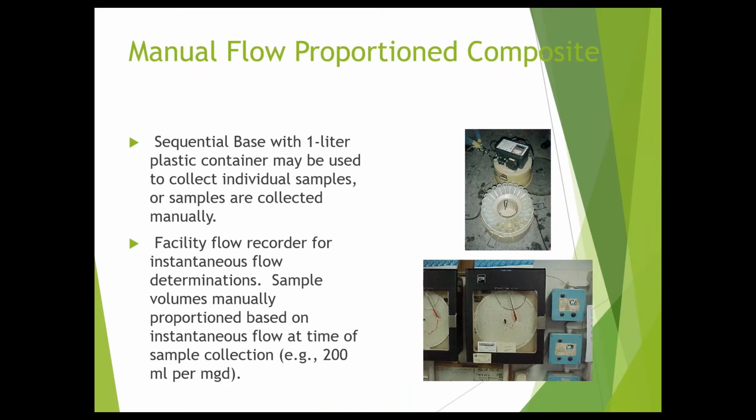And then manual proportion, just as we said, you have your sequence of bases, or you can do this manually. You can manually go out and do a grab, put a lid on it, stick it in the fridge, manually grab, stick it in the fridge, and so on and so forth. Then you have your recorder, and you can read your recorder to know when I grabbed this sample, this was the flow. When I grabbed the next sample, this was the flow. The difference between them is the amount of flow that went past in that particular period of time.